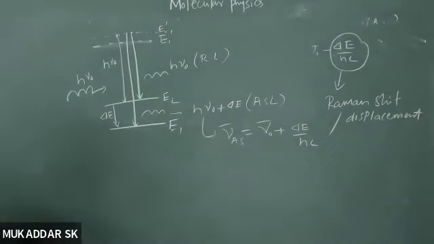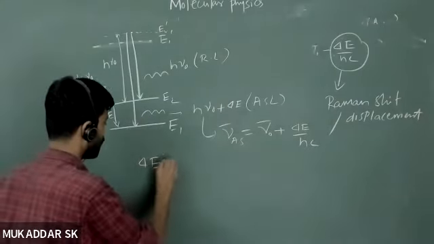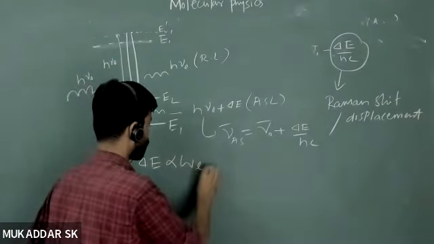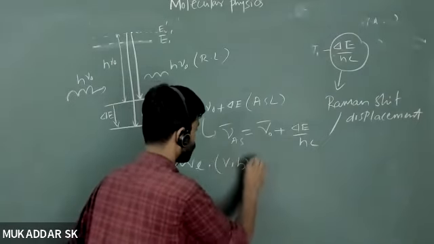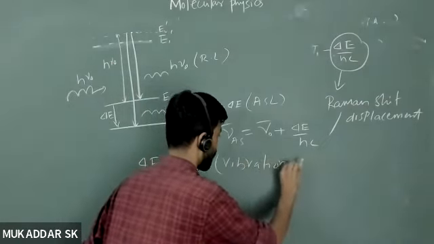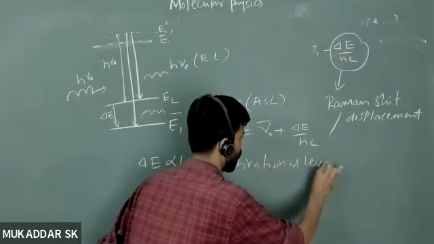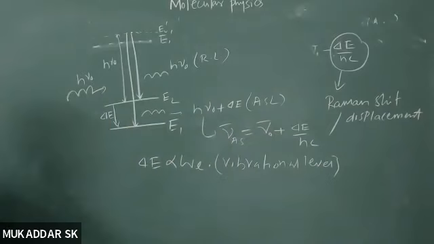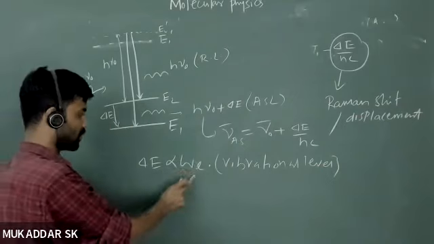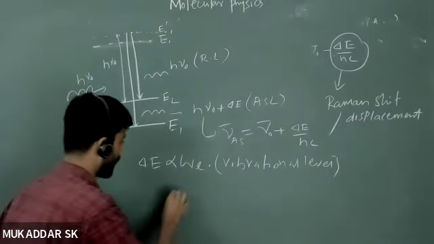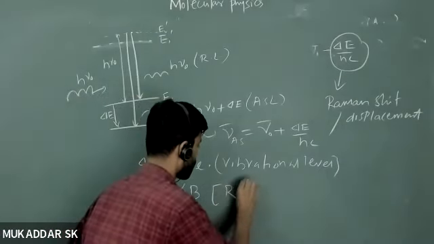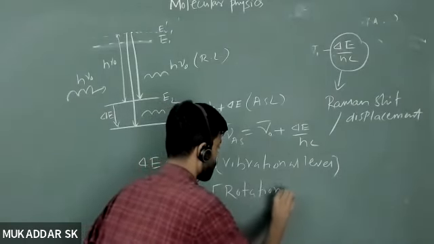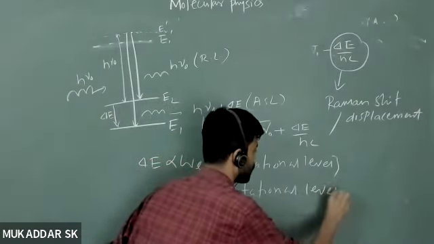And what is actually delta E? Delta E is proportional to omega e, when those levels E1 and E2 are vibrational levels, right? Because you know that the energy separation between two levels is defined by the vibrational constant for vibrational levels, and delta E can be B also, right? B is your rotational constant. This is for rotational levels. Is this part clear to all of what I'm saying?